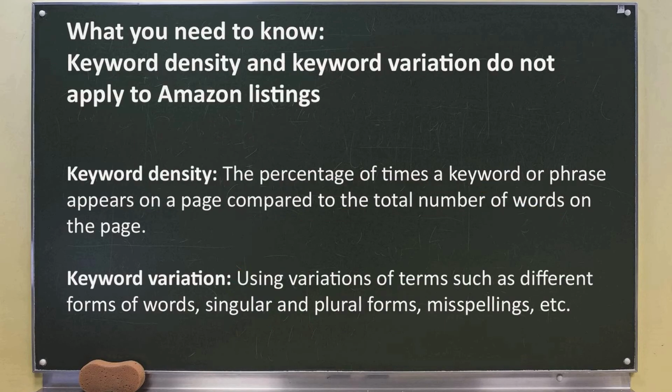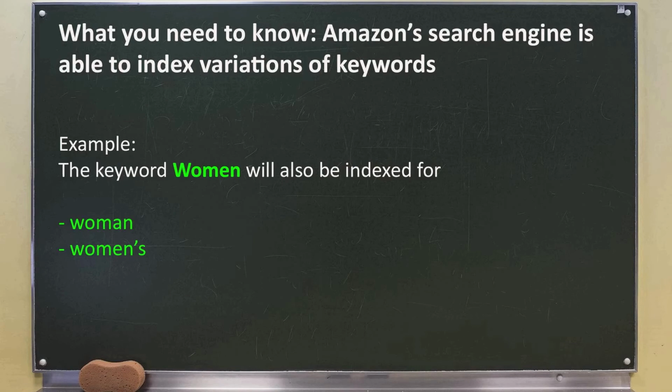What you need to know: keyword density and keyword variation don't apply to Amazon listings. We can define keyword density as the percentage of times a keyword or phrase appears on a page compared to the total number of words on the page. We can define keyword variation as using variations of terms such as different forms of words, singular and plural forms, misspellings, and etc.